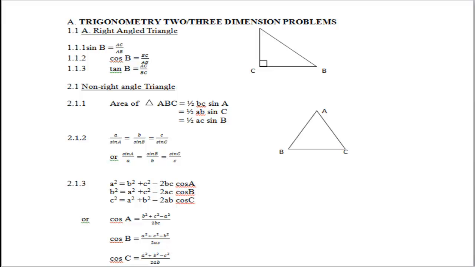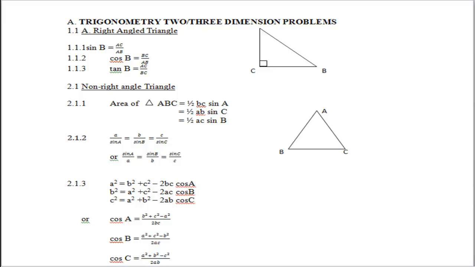Now we are on 2 and 3 dimension problems in trigonometry. If you look at the first one, in a right angle triangle you can get all your three trig ratios. In the non-right angle triangle, the area of the triangle is AB sine C, or BC sine A, and so on.